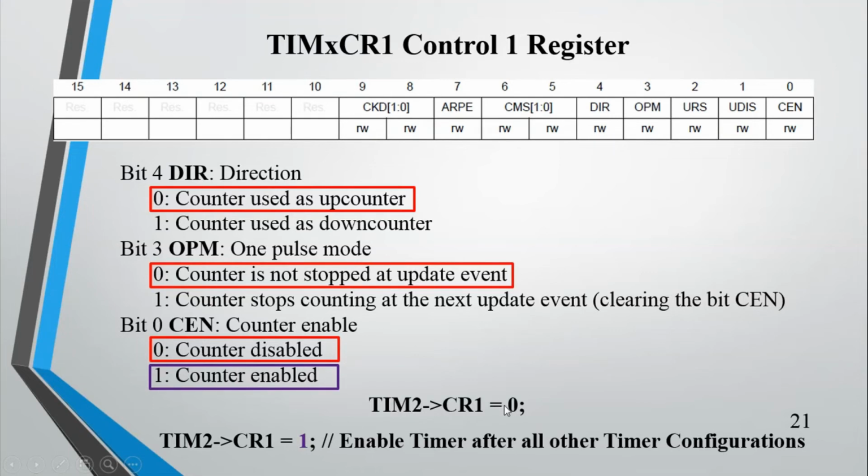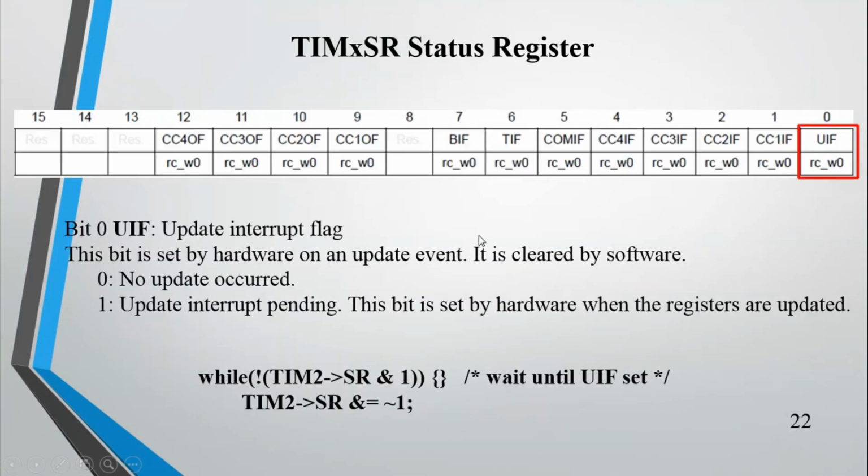And once all the configuration of the timer is over, I need to enable the counter. So once all the timer configuration is over, as the last step, you need to make the CR1 0th bit 1. What is the 0th bit? Counter enable. So as the last step, you need to make this 1. These are the bits present in CR1.